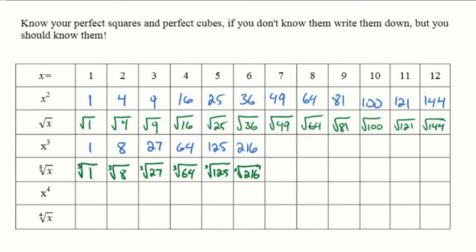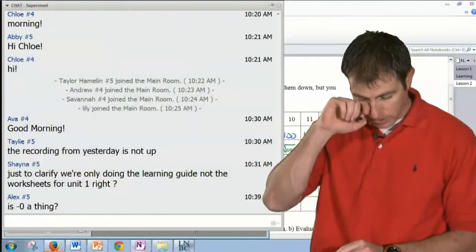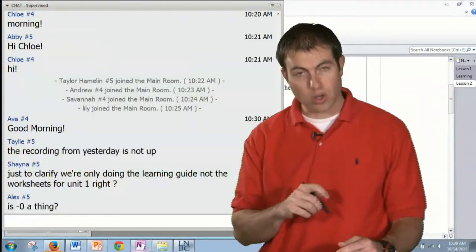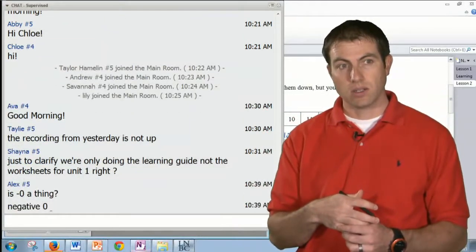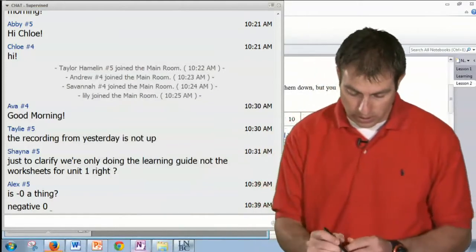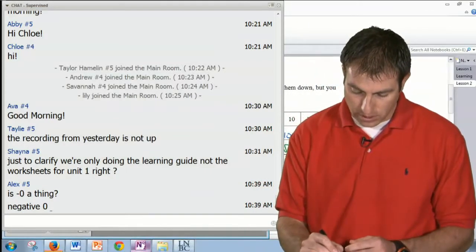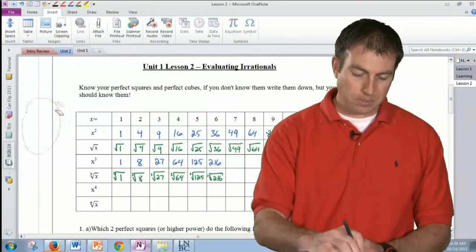Is negative 0 a thing? So Alex, I'm not sure. Is negative 0 a thing? You're asking about the negative sign in front of the 0? Yeah, negative 0, perfect. Just as an aside, you don't need to write this down. I'll just throw it over here in the margin.